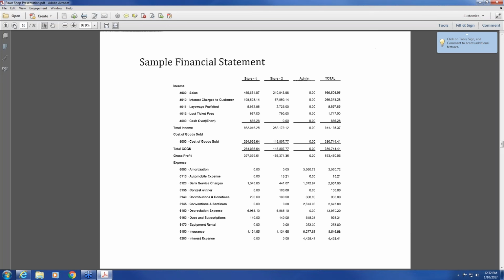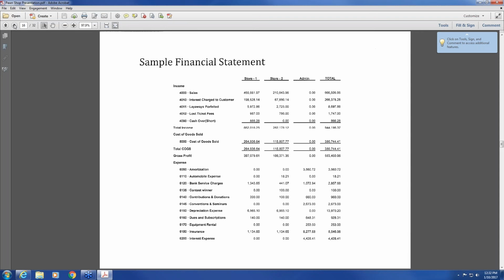Here's an example of a chart of accounts which y'all can look at, and hopefully that will be some help to you. Sample financial statements. This is for a multi-store location. Now, what I did here is we have administrative expenses because there's things that are not applicable directly to a store.